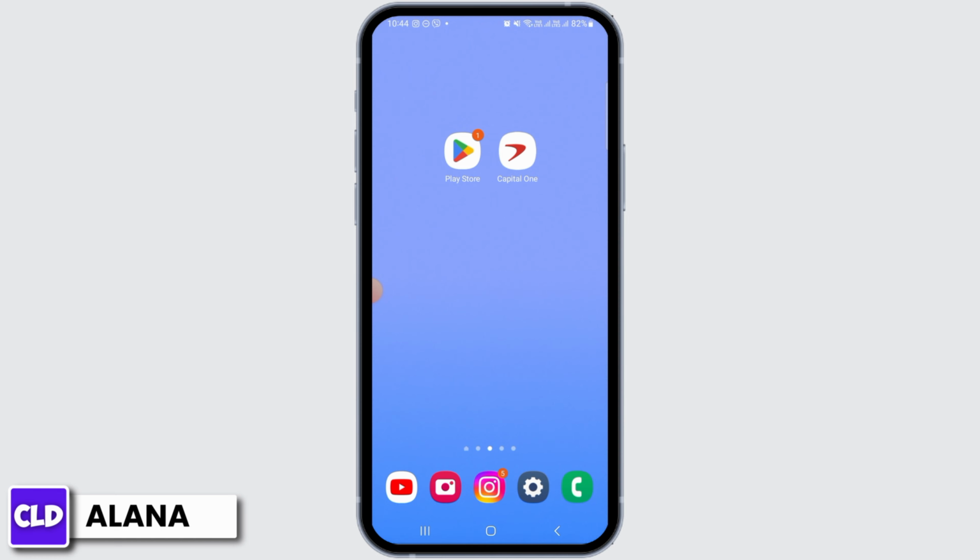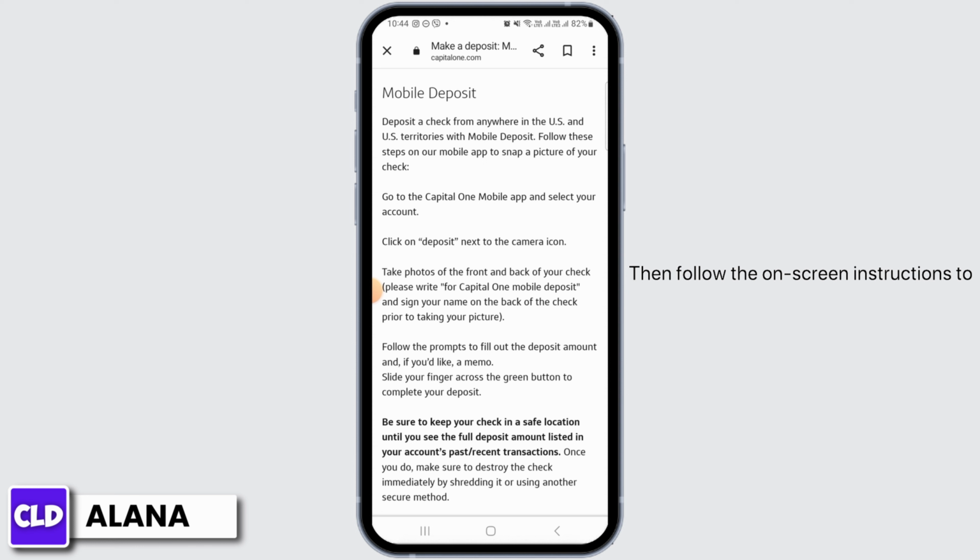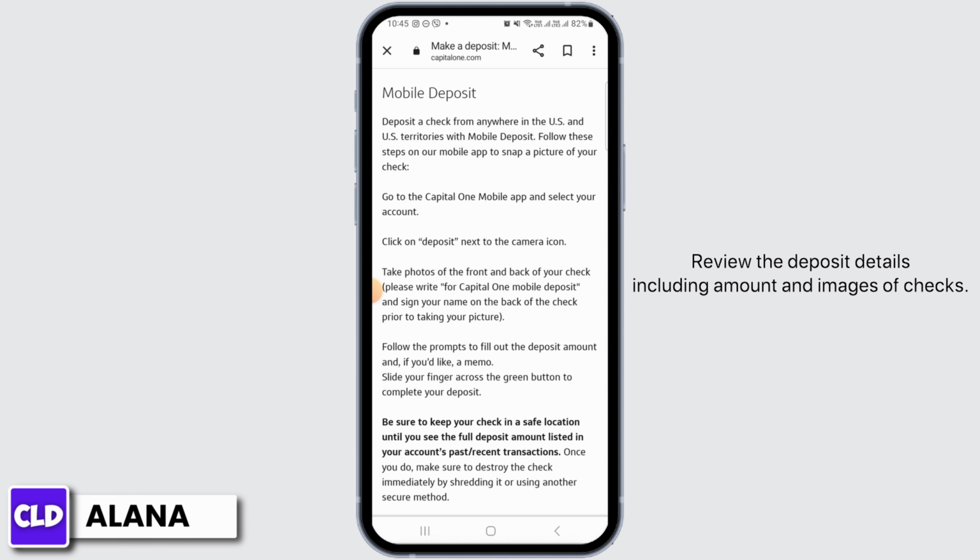or your fingerprint. Then navigate to the deposit section and enter the amount of the deposit. Then follow the on-screen instructions to take photos of the front and back of the check. Make sure the check is endorsed if required. Review the deposit details including the amount and images of the check. Once you are satisfied, you can submit the deposit through the app. You should receive a confirmation message indicating that your deposit was successfully submitted.